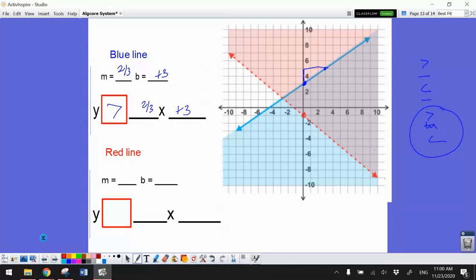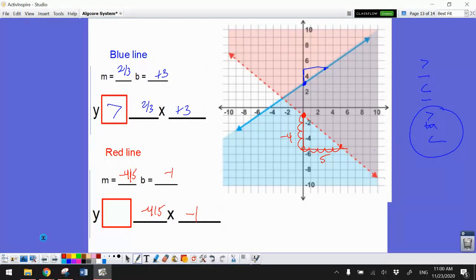Okay, let's look at our red line. So red line is at negative 1. And another good point, looks like there's one right there. So that's 1, 2, 3, 4. I'm going down 4, over 1, 2, 3, 4, 5. So my slope is negative 4 over 5. So negative 4/5 x minus 1.